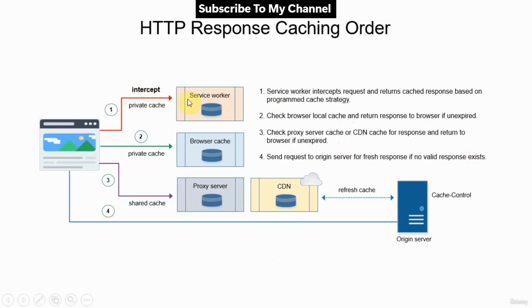So you kind of go through it: the service worker intercepts the request and checks its cache. Then the browser cache would be number 2 if there's nothing resulting from the service worker. Then it would go to a shared cache, proxy server or CDN. These are called shared caches. That's their architecture. And finally, if that doesn't work, number 4, it's going to go off to the origin server and do a refresh.